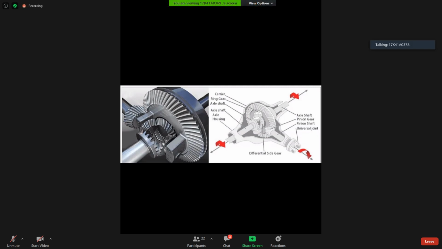Here the small pinion shaft is connected to the universal joint from the propeller shaft. From that, the power is transferred to the ring gear and the carrier. From there, we can see the axle shaft. From propeller shaft to the pinion to the ring gear, and from there the axle shaft is getting power transmitted. From there, we can see the wheel getting powered. So all the power coming from the engine can be transmitted to both the differentials, and the four wheels are getting powered.